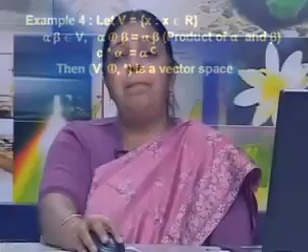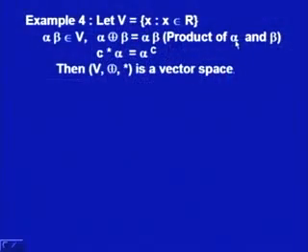I am not using the plus sign here because plus may be a little bit confusing. By addition I actually mean the product of two vectors alpha and beta, alpha being a real number. So alpha plus beta is equal to alpha beta, the product of alpha and beta, and C star alpha means alpha raised to the power of the scalar C.